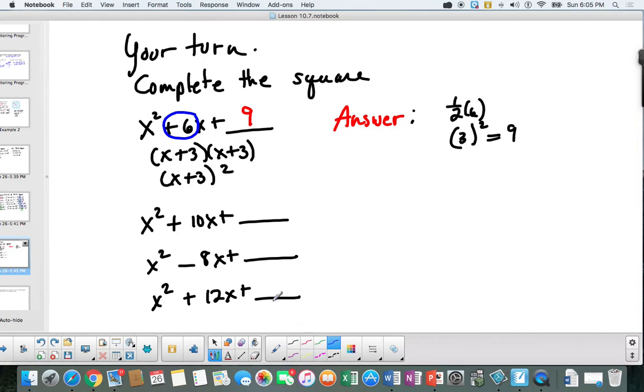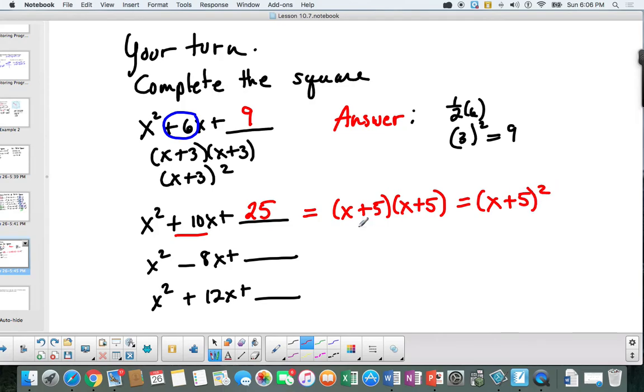Okay, here are the answers. I am going to take half of this number, which is 5, square it, and that's how I complete the square. And then this will be x plus 5 times x plus 5, and then it'll be a perfect square, x plus 5 squared. I'm going to take half of this number, which is -4, square it, and that'll be 16. Now I can factor this, and it'll be x, and the square root of that is 4. Now since I have a negative here, both of these are going to be negative, and then I could write it as x minus 4 squared.